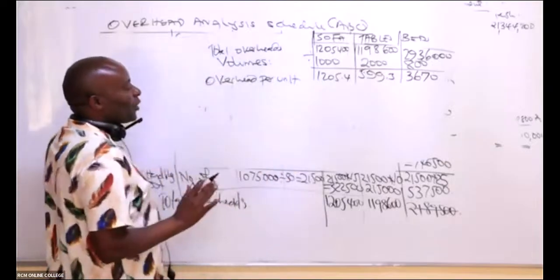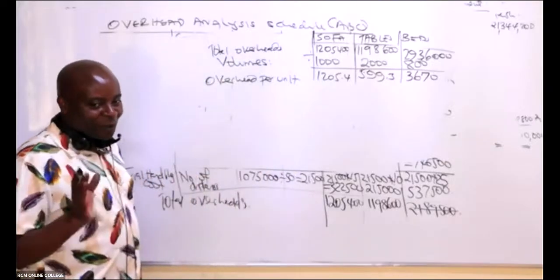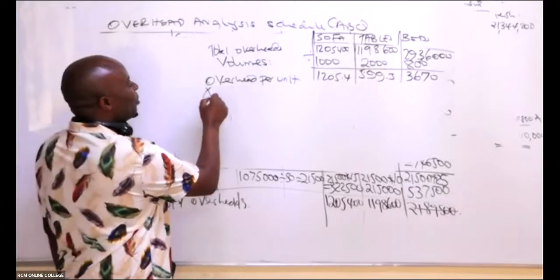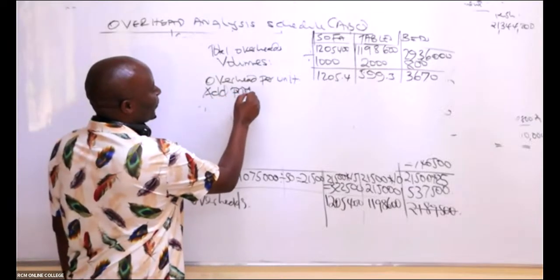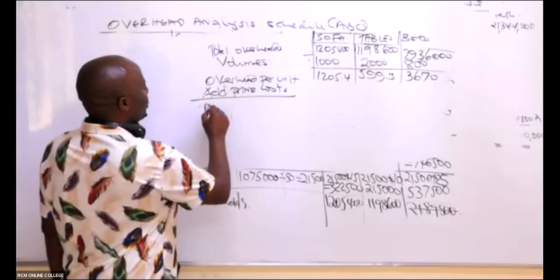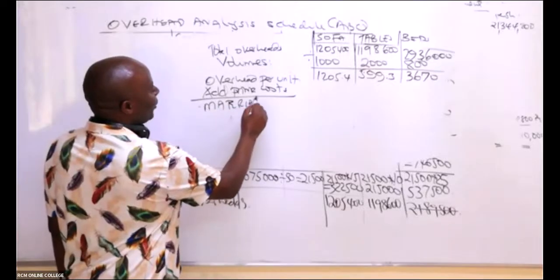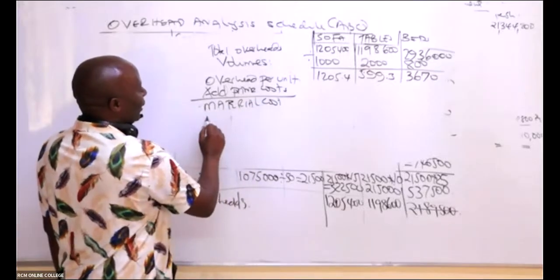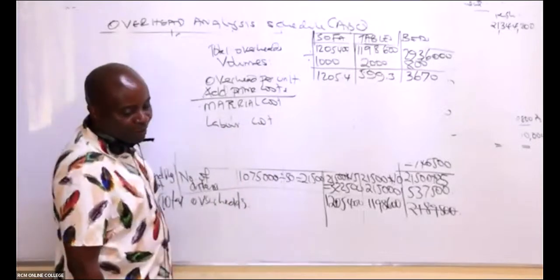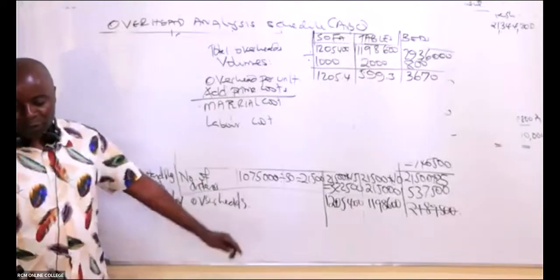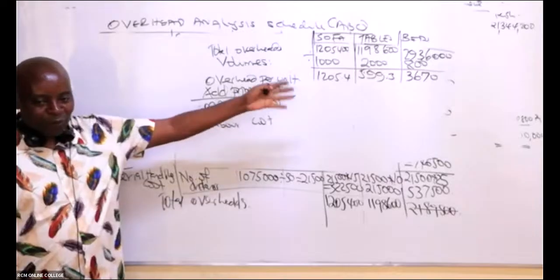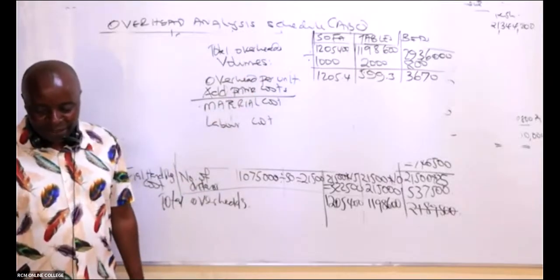Remember, they never wanted us to give them overhead per unit, but the cost per unit. So having got the overhead per unit, I must add prime costs. There are only two: material costs and labor costs. I hope those numbers are correct. So please read for me the material cost.